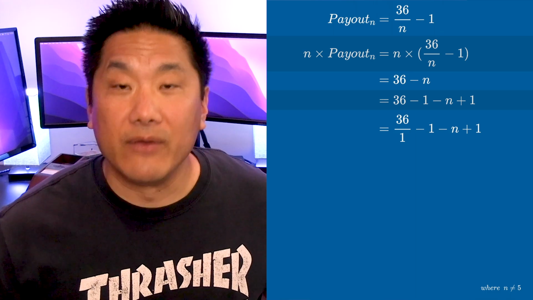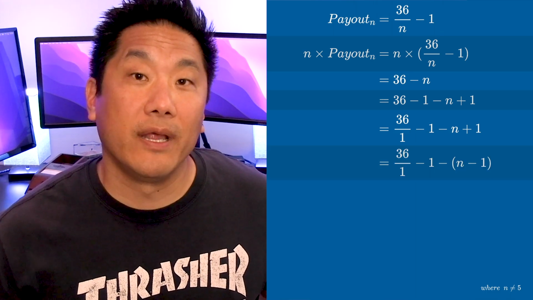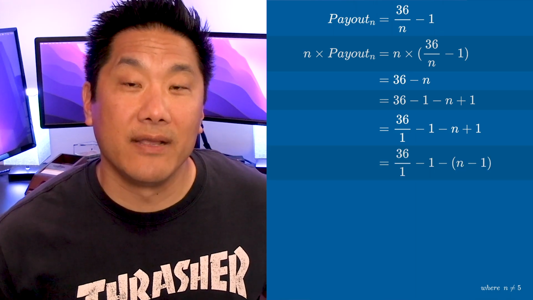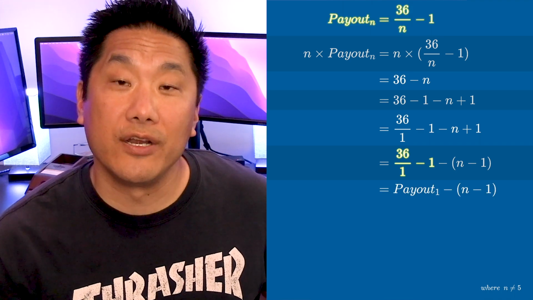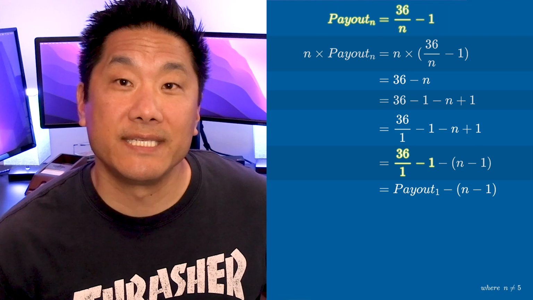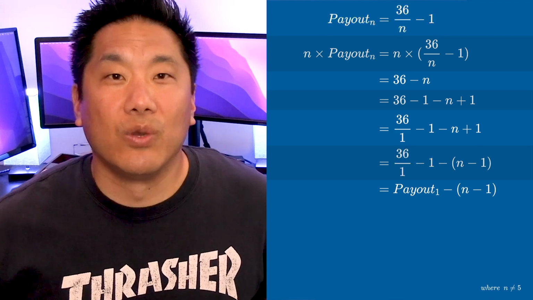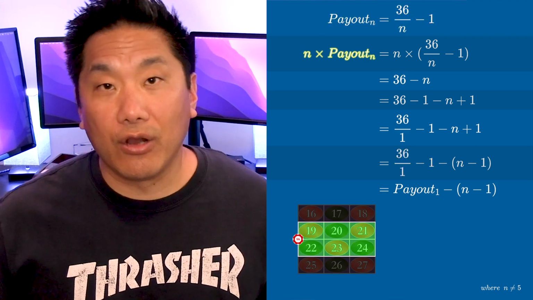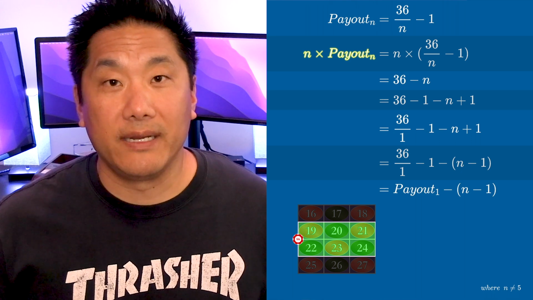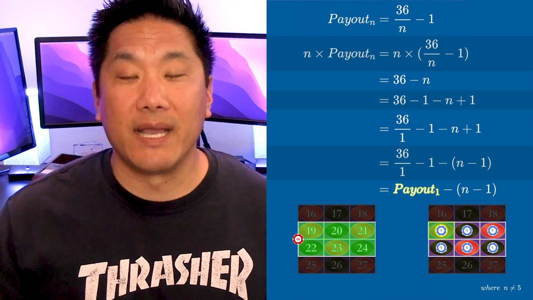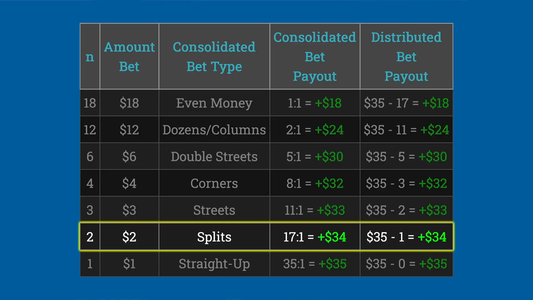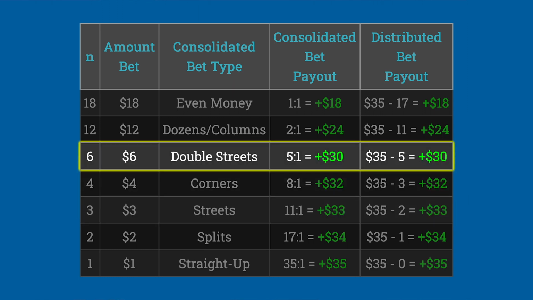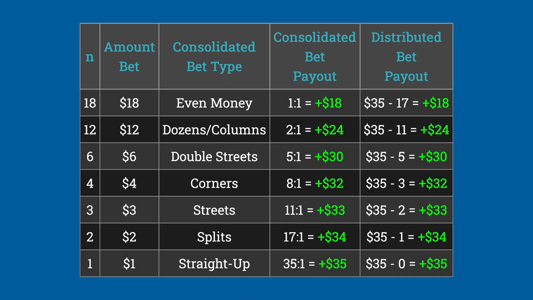And that can be rewritten as 36 over 1 minus 1 minus N minus 1. And that is equivalent to the payout for a one number bet of $1 minus N minus 1. So what does this all mean? That means an N dollar bet on an N number bet is equivalent to hitting a $1 bet straight up minus N minus 1 losers. So here's a quick chart for the 1, 2, 3, 4, 6, 12, and 18 number bets.